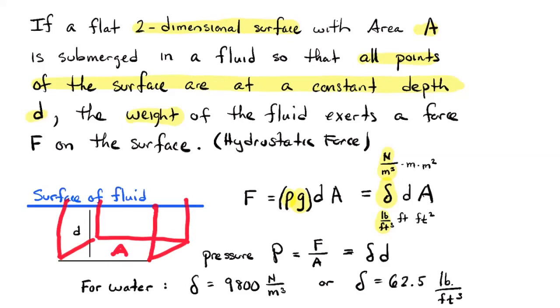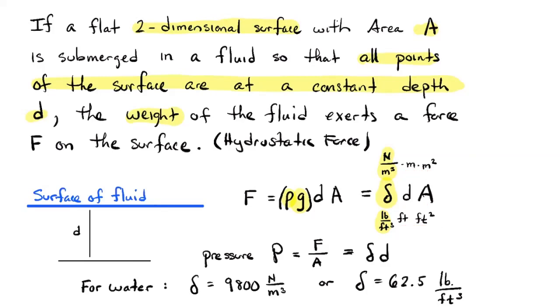What's the volume of that column of water? Well, the volume of that column of water is the depth times the area. It's just a big box of water, so you take the area of the base times the depth. The depth is in meters, the area is in square meters, so the volume is in cubic meters, or if you're using the US system, cubic feet. You can check the units: newtons per cubic meter times cubic meters is newtons, or pounds per cubic foot times cubic feet is pounds. So this is in the units of force.